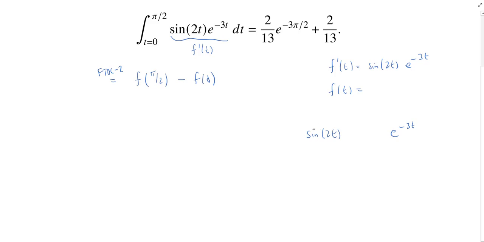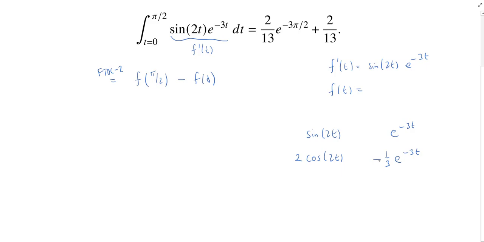So I'm going to differentiate the sine function, and that will give me cosine of 2t, but then, remember, chain rule, got to multiply by the derivative of 2t, so I get an extra 2. Then I'm going to anti-differentiate this exponential. I just copy the exponential, but if I took the derivative, the chain rule would give me an extra negative 3 factor. I don't want that. So I have to divide by a negative 3. So we'll multiply by negative 1/3.